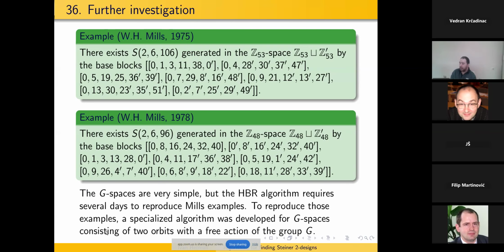So to reproduce those examples, a specialized algorithm was developed for G spaces consisting of 2 orbits with a free action of the group G. Here we have a simple cyclic group, and it has a free action on its orbits. This offers you ideas and optimizations that you can use. Let me explain these optimizations.